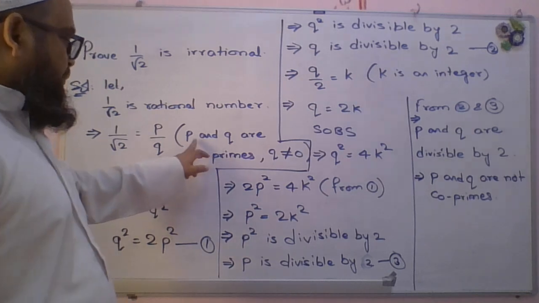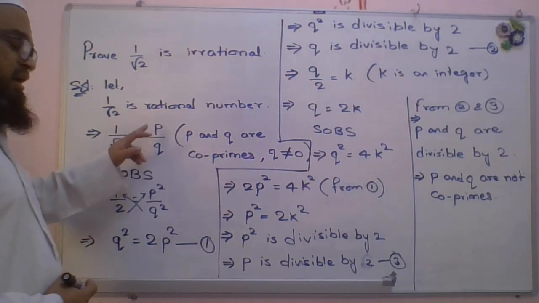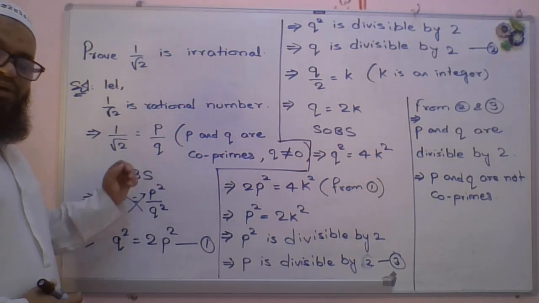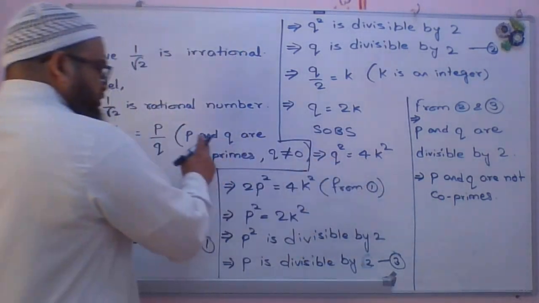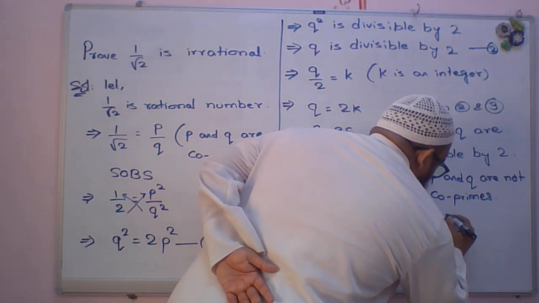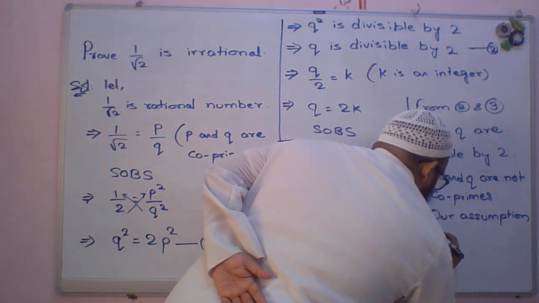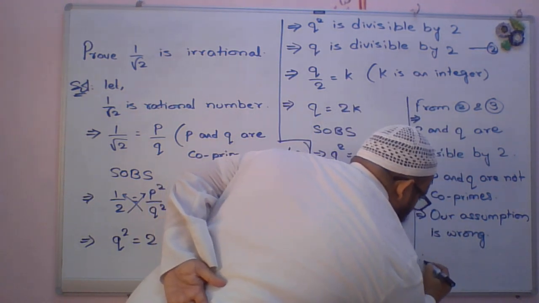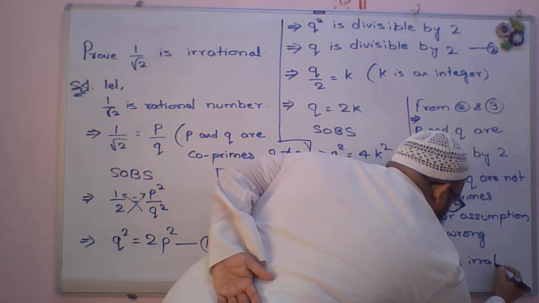But what did we assume? p and q are co-primes. Sir, why did we assume? Because for a rational number in its simplest form, the numerator and denominator will be co-primes. So p and q are not co-primes. We got p and q are not co-primes, but we assumed p and q are co-primes. So that means there is a contradiction. That means our assumption is wrong. Our assumption is wrong or not correct. So therefore 1 by root 2 is irrational.